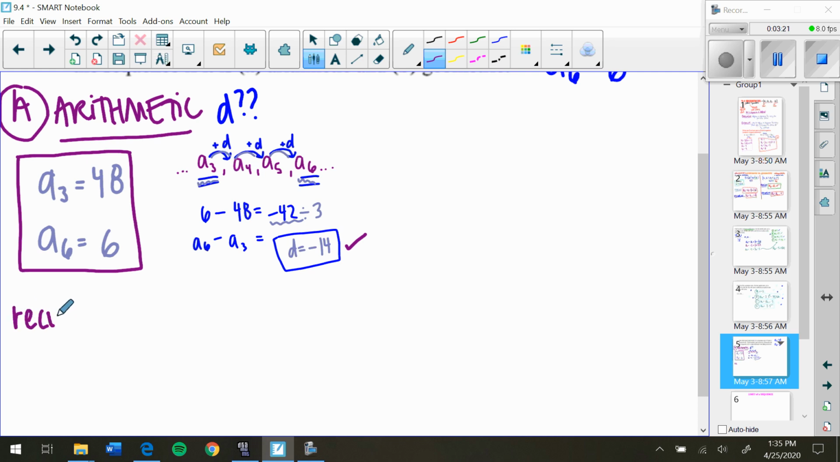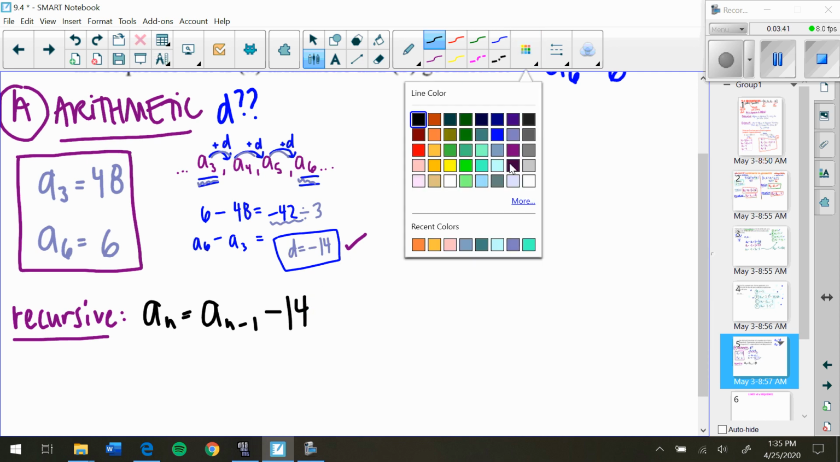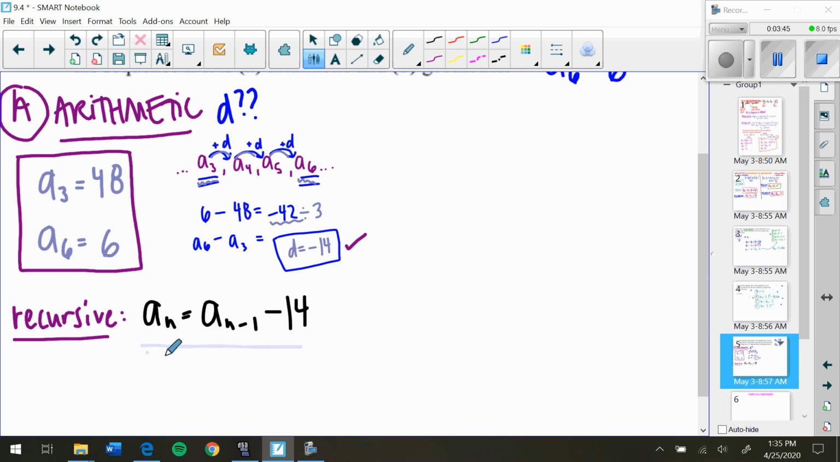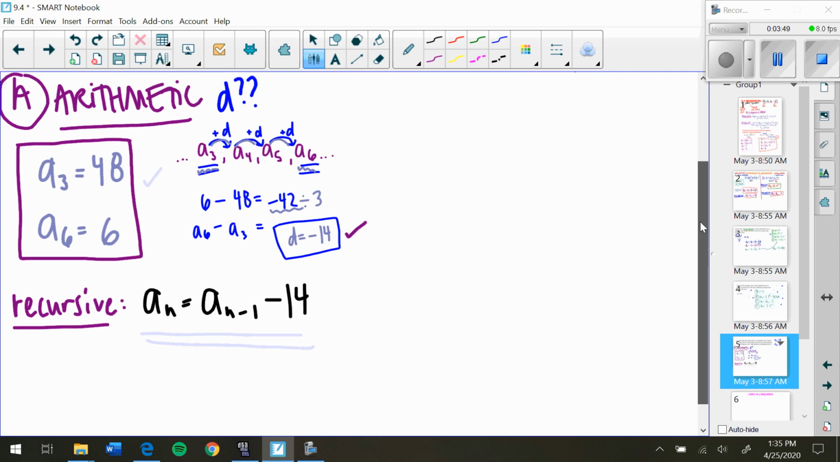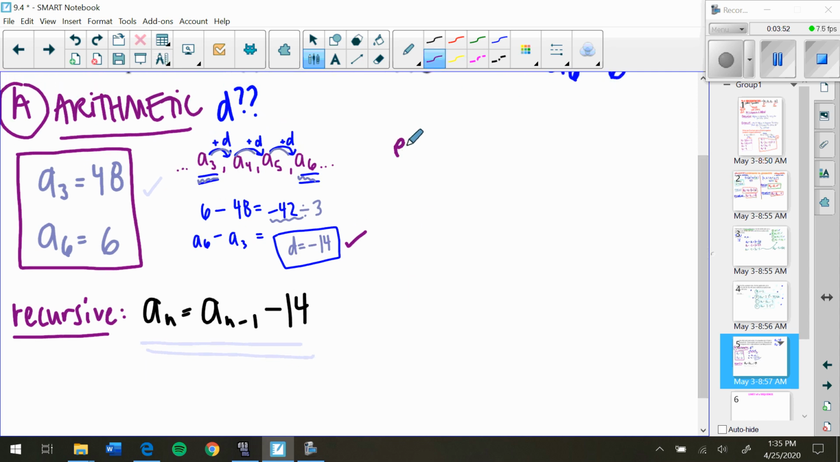I'm going to start with my recursive because that's a lot easier. In fact, we don't really need anything right now to find our recursive. So any term a sub n is going to be equal to the previous term, a sub n minus 1, plus the common difference, in this case, minus 14. And honestly, that's it. That is the recursive definition if this were an arithmetic sequence. Okay, lovely. What about our explicit definition?